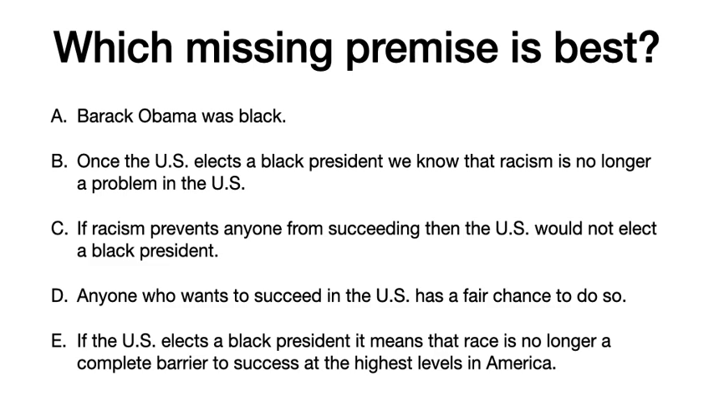Anyone who wants to succeed in the US has a fair chance to do so. Well, look, even someone who thinks that racism isn't a problem might not accept D. They might say, well, no, there's still bias against people who are handicapped, or there's still bias against women, maybe, right? Or even if they didn't believe that, they might say, well, poor people don't have the same chance as rich people. People who are tall have better chances than people who are short, right?